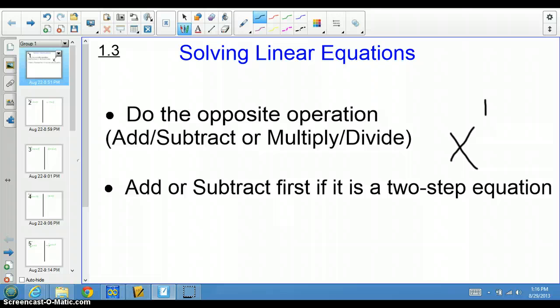To solve linear equations, we need to do the opposite operation. So in the original problem, if we are adding, to solve for that variable, we need to subtract and vice versa. And the same thing with multiply and divide. Then when we get into two-step equations, that means that we're going to have 2 steps to solve for that variable. We will have to add or subtract first, then tackle that number that has the variable in it.